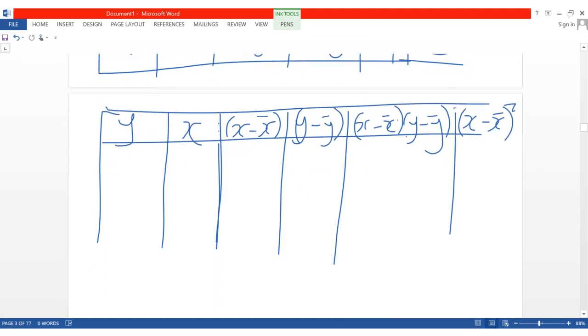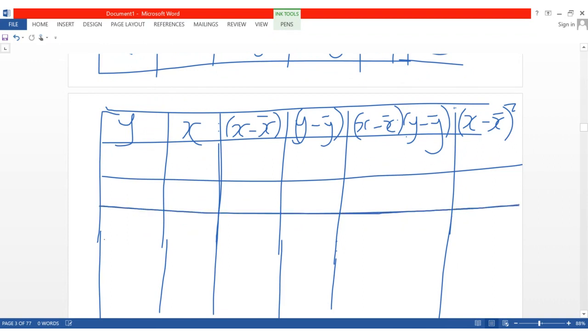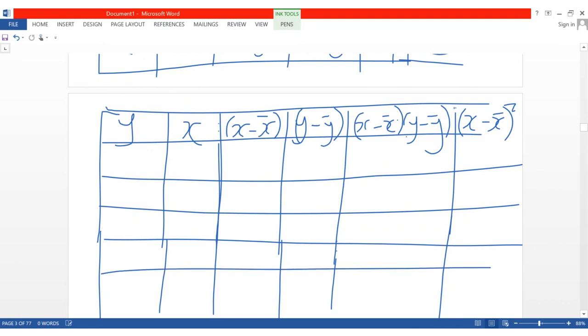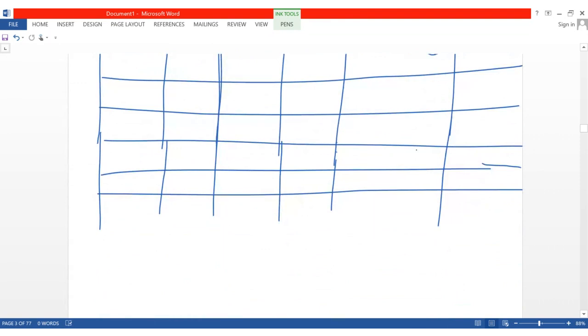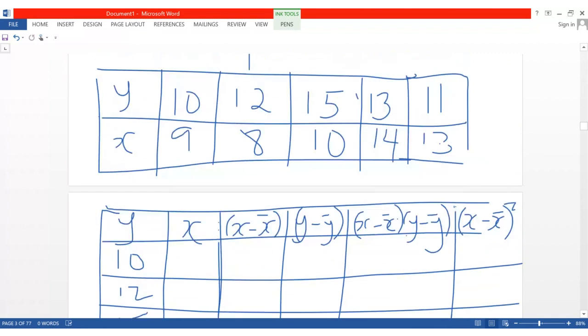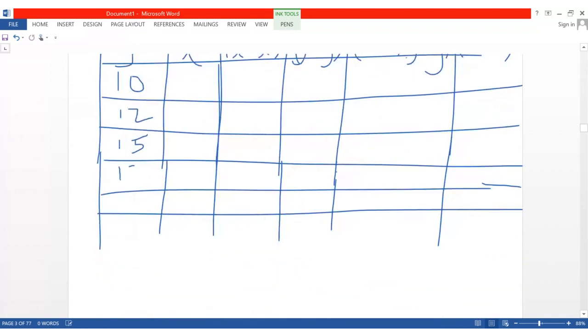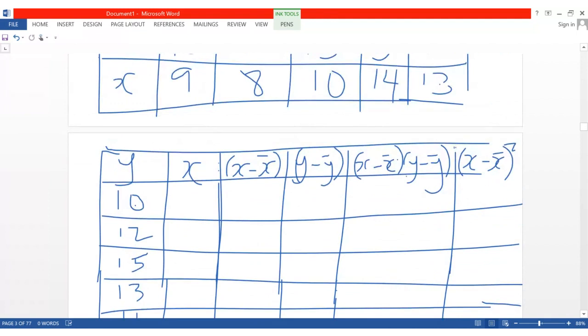So let me put it like that. Basically, the formulas are the most important thing if you want to do these ones. So I'll input the values. For the Y, we have 10, 12, 15. After the 15, you go up 13 and 11. And then you go to the X: 9, 8, 10, and then 14 and 13.